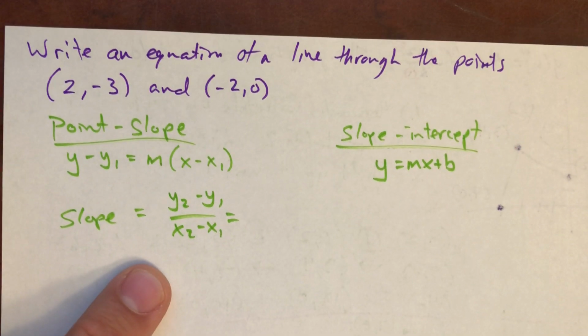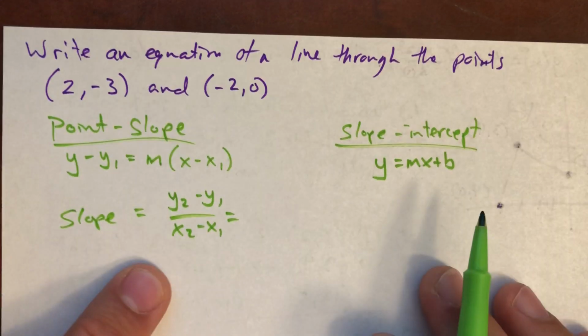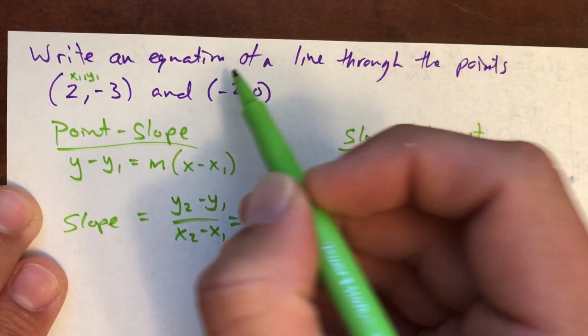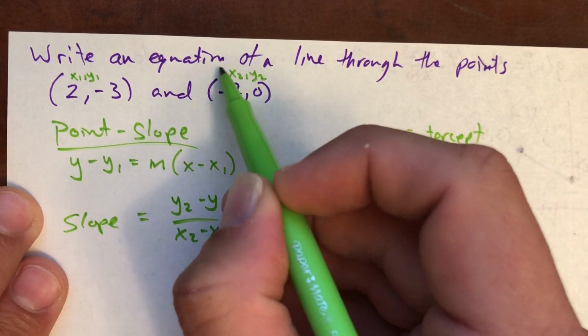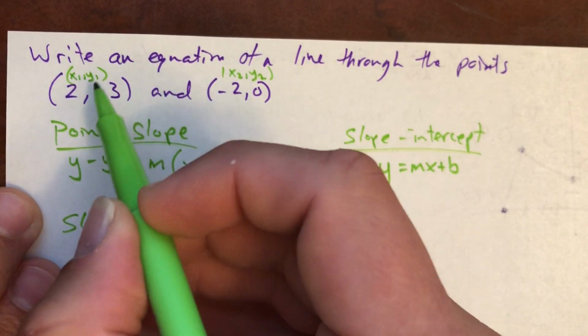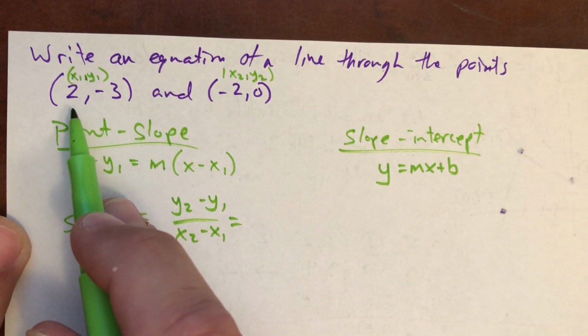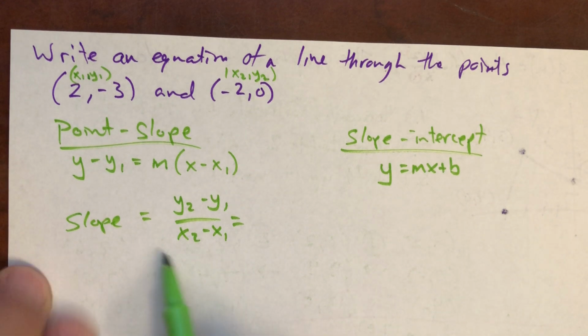And to do this, we can just choose which one to call what. So let's call this one x1, y1, and let's call this x2, y2. Because that's what we usually do. We read left to right, so it's kind of natural. It's just, hey, that's the one with the ones. Anyway, so we plop this stuff in there.